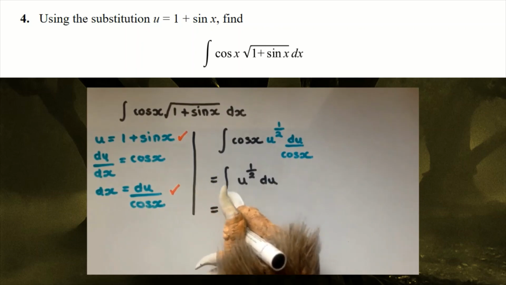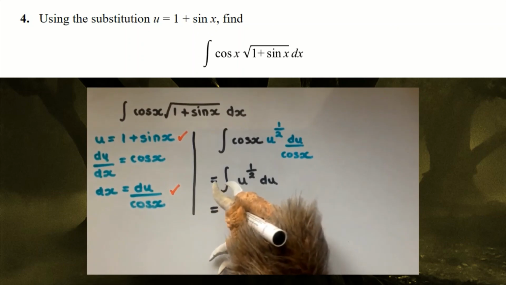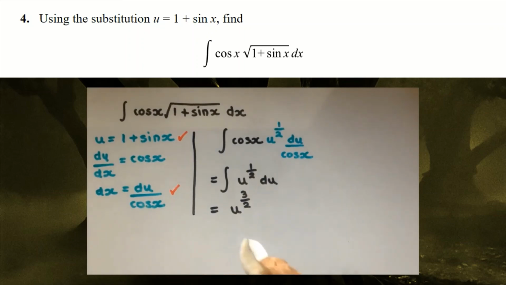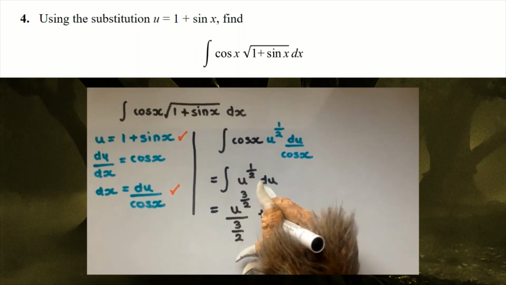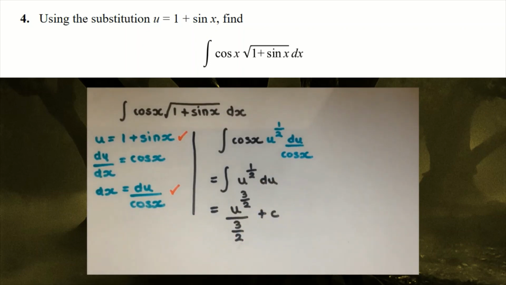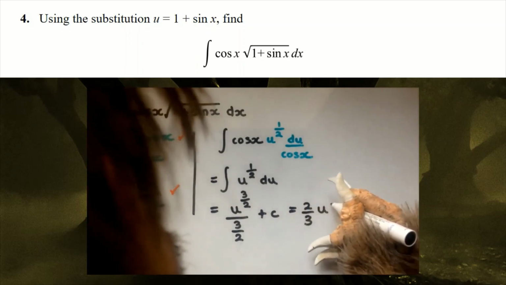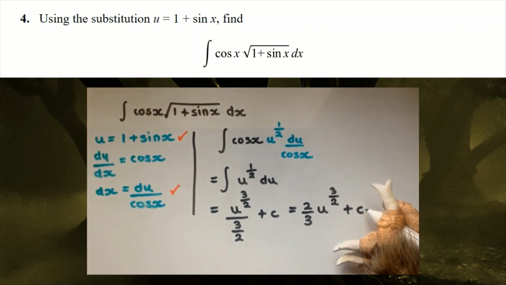So this is going to give us add 1 to the power and divide by the new power. We're going to have u to the power 3 over 2. That's adding 1 to the power. And then I divide by the 3 over 2 I've just found, plus the constant of integration. And let's move over here just so I have enough space. Simplify that. 1 over 3 over 2 is going to simplify to 2/3 of u to the power 3 over 2 plus c, like that.